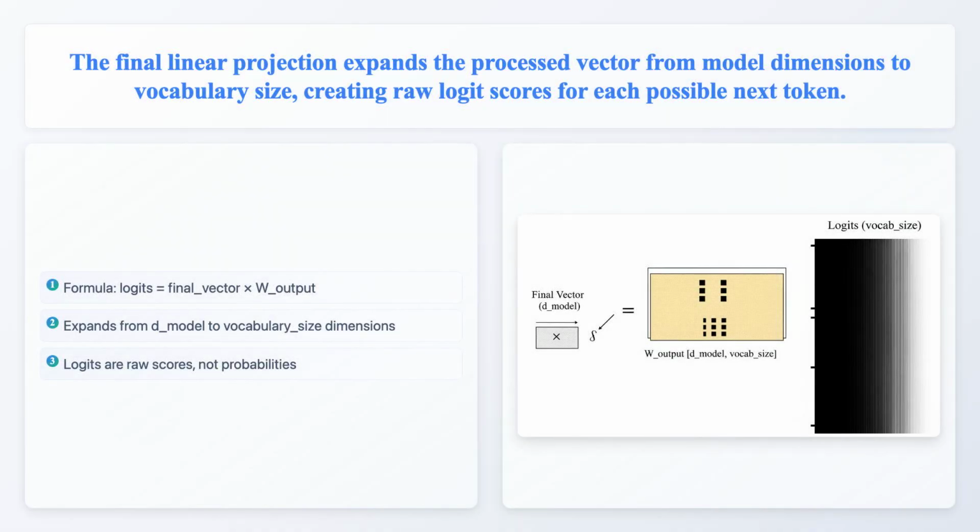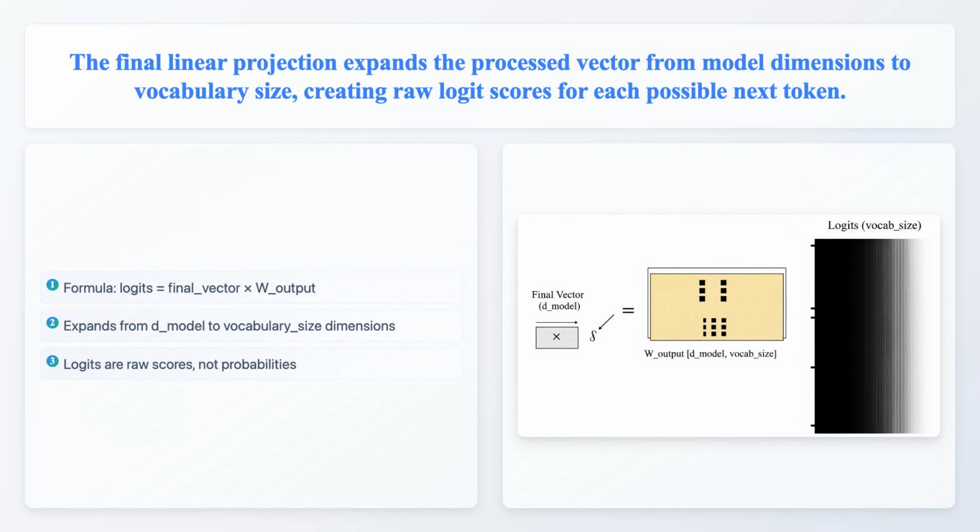The first step in output generation is the final linear projection layer. After processing through all transformer blocks, we have a vector of size d_model, typically 768, 1024 or larger, representing the final contextualized understanding of our input. But to generate the next token, we need to compare this understanding against every possible token in our vocabulary. This requires expanding our d_model dimensional vector to vocabulary size dimensions, often 50,000 to 100,000 plus dimensions.